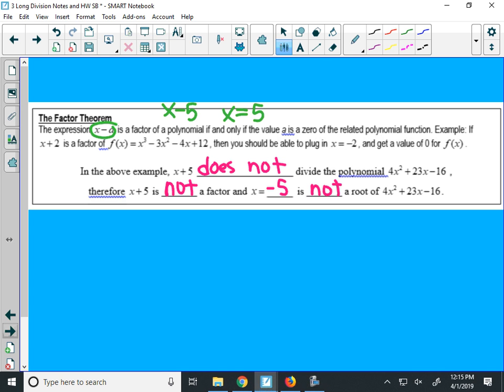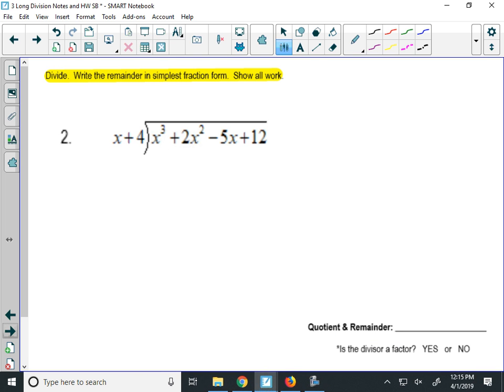Right? Flip your paper over. Let's do a couple more. We won't do all the ones on the back, so we're going to be trying your own. We have our next one. X plus 4, we're dividing x cubed plus 2x squared minus 5x plus 12.